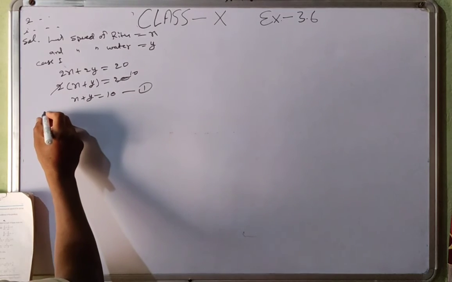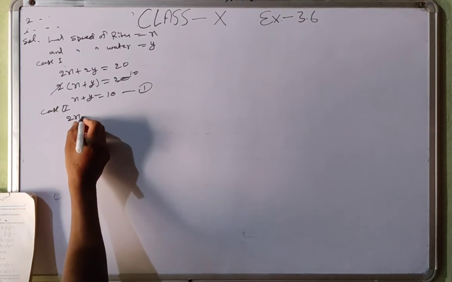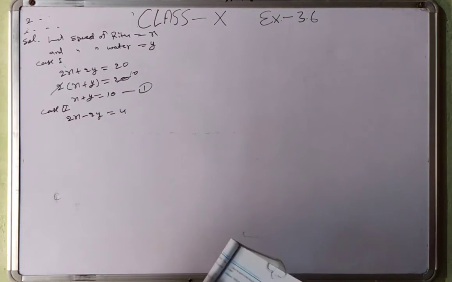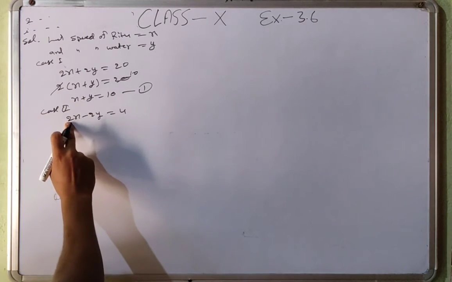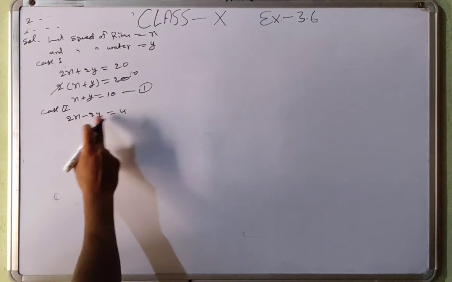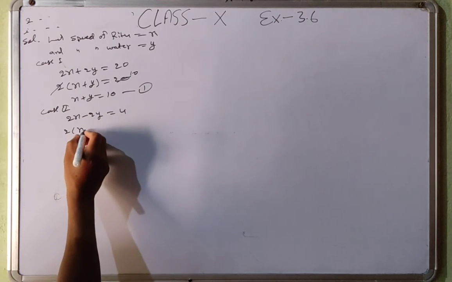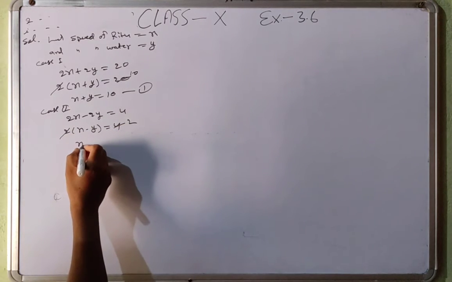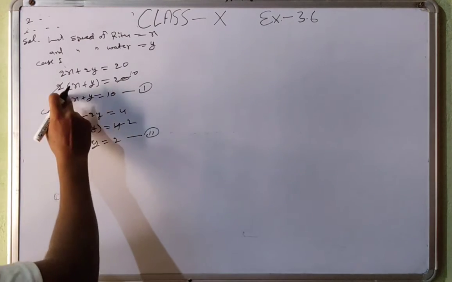So that will be case second: 2x minus 2y is equal to 4, because that is going upstream. Time multiplied by speed is equal to distance. So 2 is common, so x minus y is equal to 4 divided by 2, so x minus y is equal to 2. That is the second equation.